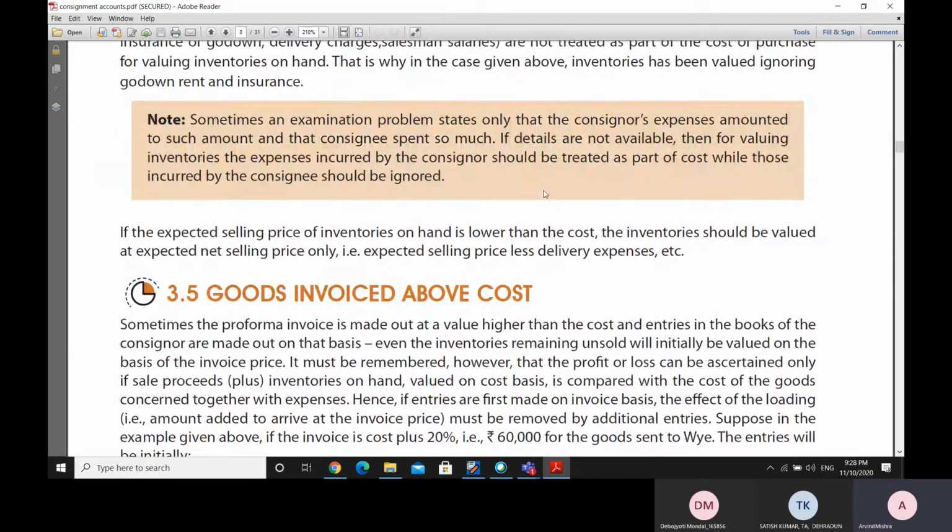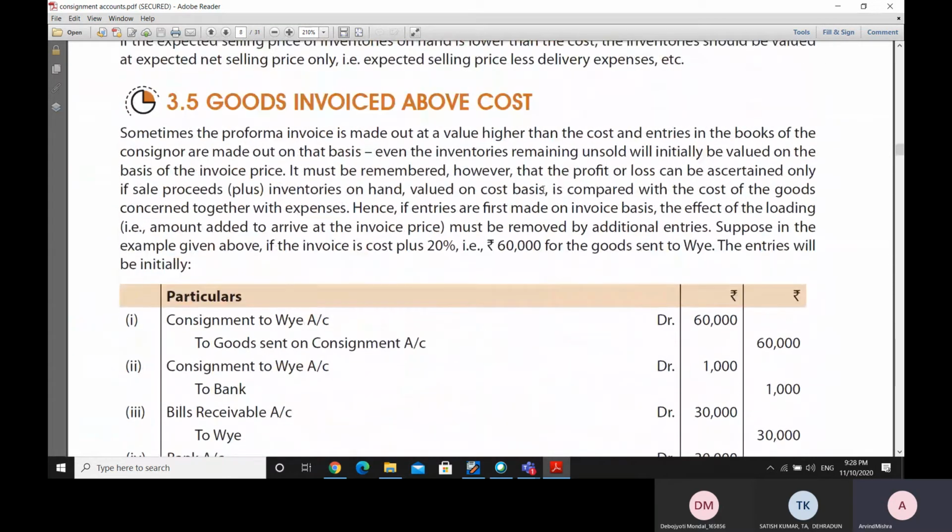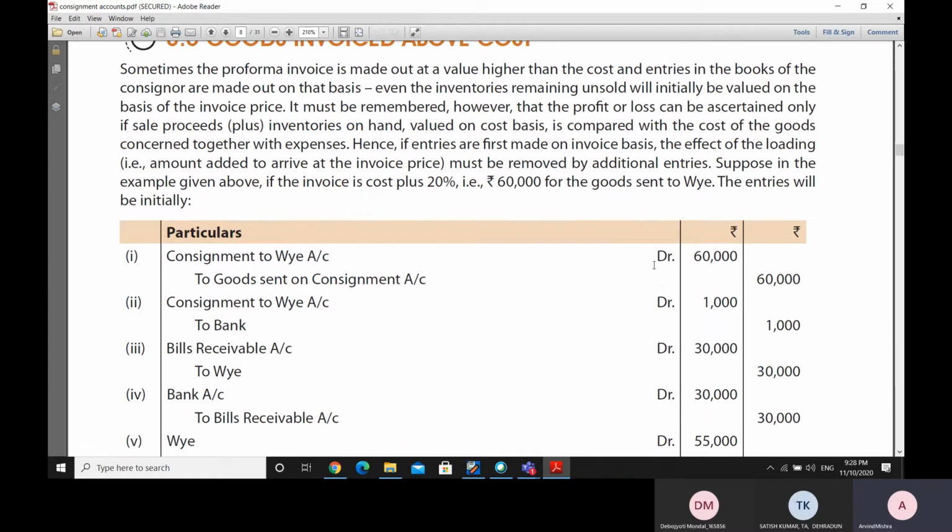Now what we are studying is that we are supposing these goods were invoiced at 10% higher, or let's say 20% higher. Then the higher amount at which they would be sent in the pro forma invoice would be 60,000 rupees, because 50,000 rupees plus 20% is 60,000. So the entries would be like this: goods sent on consignment account will be credited with 60,000 to start with, and consignment account will be debited with this 60,000 rupees.